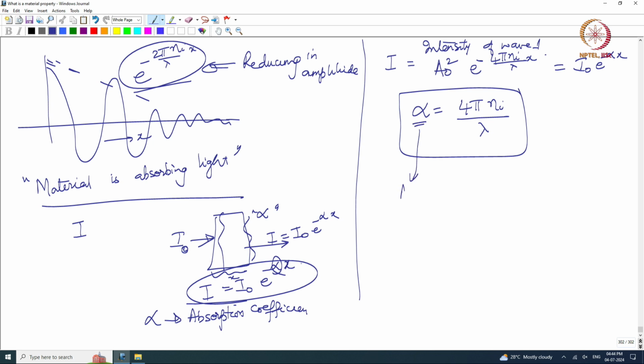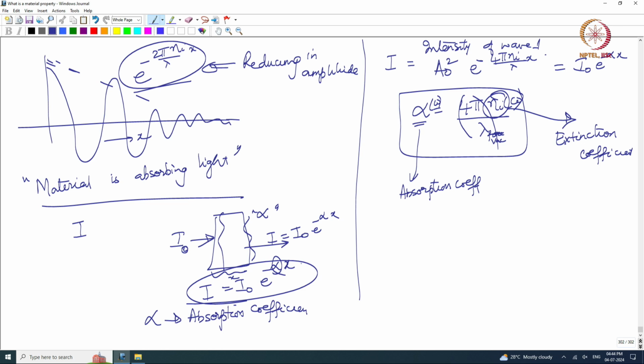This is called the absorption coefficient, and this one here is what is called the extinction coefficient. They are related, right. So alpha is again dependent on omega, Ni is dependent on omega, and so alpha equals 4 pi Ni by lambda, this is in free space, or lambda in vacuum. Okay. So alpha equals 4 pi by lambda, a constant, times Ni of omega.